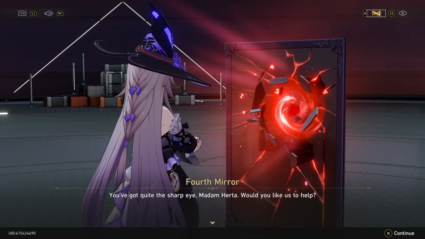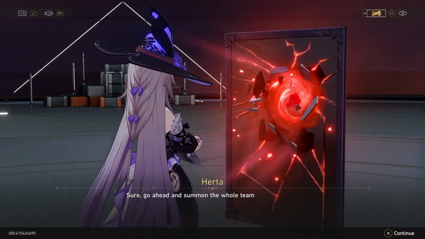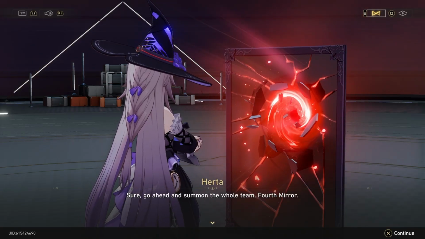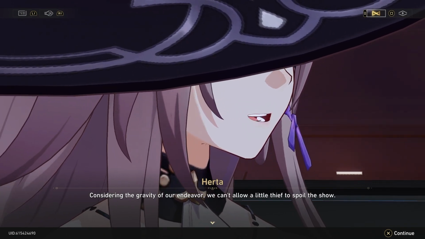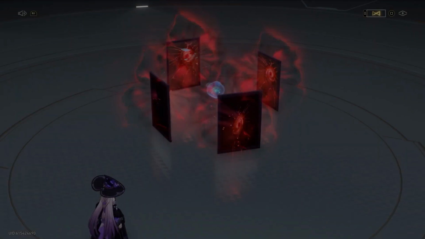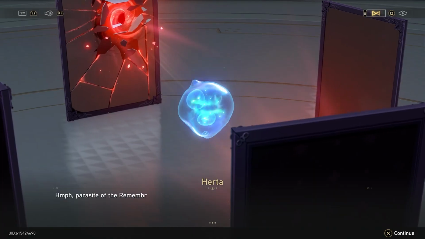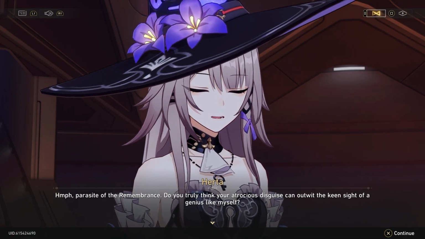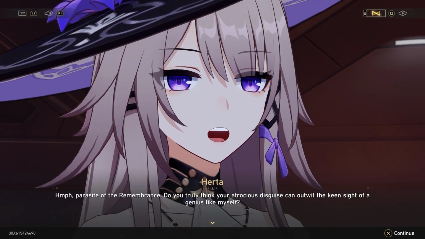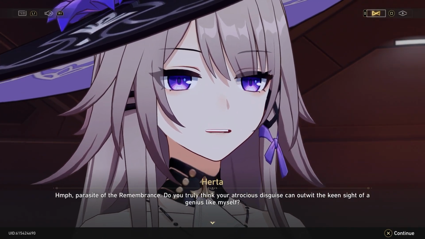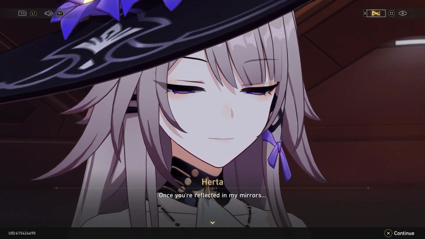You've got quite the sharp eye, Madam Herta. Would you like us to help? Sure. Go ahead and summon the whole team, Fourth Mirror. Considering the gravity of our endeavor, we can't allow a little thief to spoil the show. Parasite of the Remembrance. Do you truly think your atrocious disguise can outwit the keen sight of a genius like myself? Once you're reflected in my mirrors.